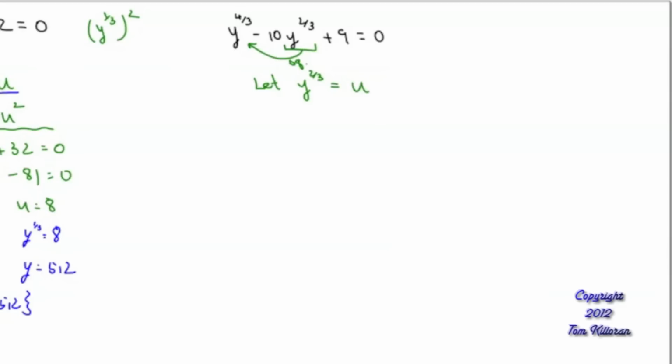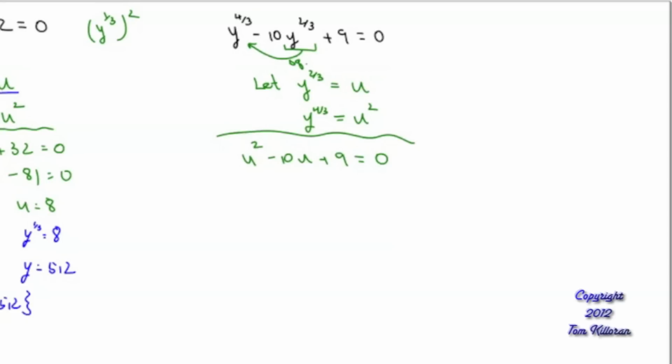Okay. And then square both sides. So if I square u, I get u squared. If I square y to the 2/3, I get y to the 4/3, which is the first variable. This step, if you're doing quadratic form, is a guaranteed first step all the time. The only time it gets tricky is after you substitute in the variable. You might get some weird answers. But the first parts of this are very simplistic. That becomes u squared minus 10u plus 9 is equal to 0, after you do a nice little substitution.